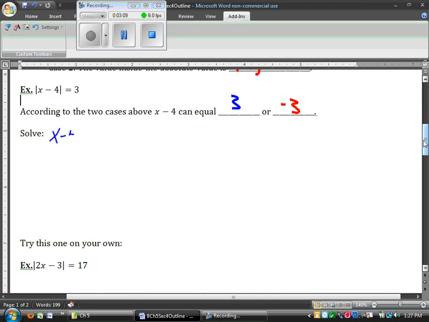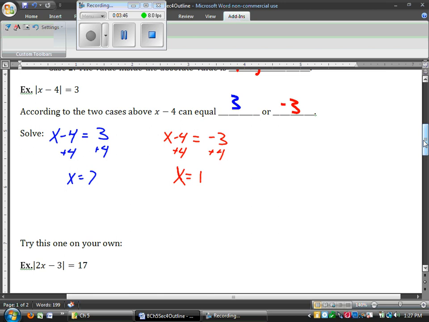So let's first take x minus 4 and set it equal to positive 3. Very simple equation. You learned how to do this in 6th, maybe even 5th grade. Add 4, that means x can equal 7. But we also need to say that x minus 4 is equal to negative 3. Again, simple equation. We add 4 to both sides, so this time x is equal to 1. So we have 2 different answers: x is equal to 7 and x is equal to 1.